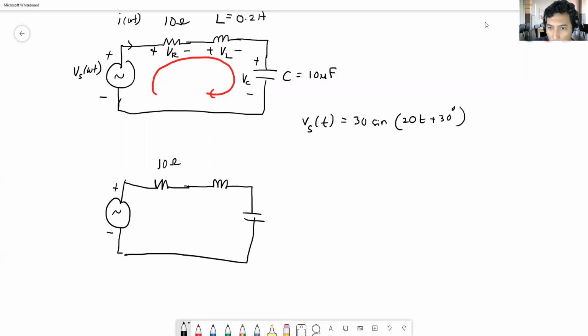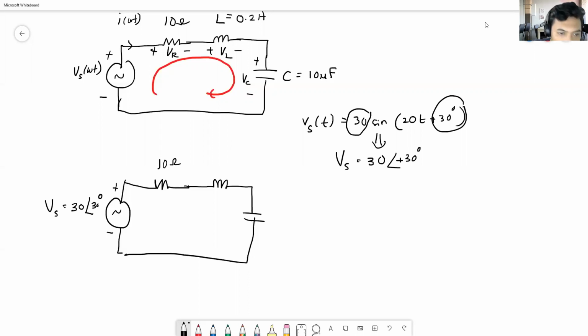Okay, so this one you can represent in polar form by representing only the magnitude and the phase, which is 30 with an angle of positive 30 degrees. So this is Vs. I can write it down in polar form, 30 with angle of 30 degrees. So this is my voltage source. And the resistor is a constant value, which is 10 ohm. And this inductor, you need to convert it into what we call XL.